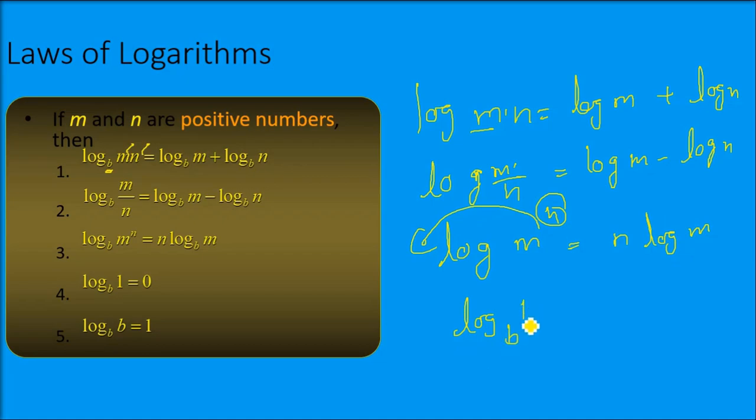Log base b of 1 is equal to 0. How do we get it? Simply b to the power 0. b to the power 0 is what? Everything to the power 0 is 1. So b to the power 0 is 1, so log base b of 1 is 0.